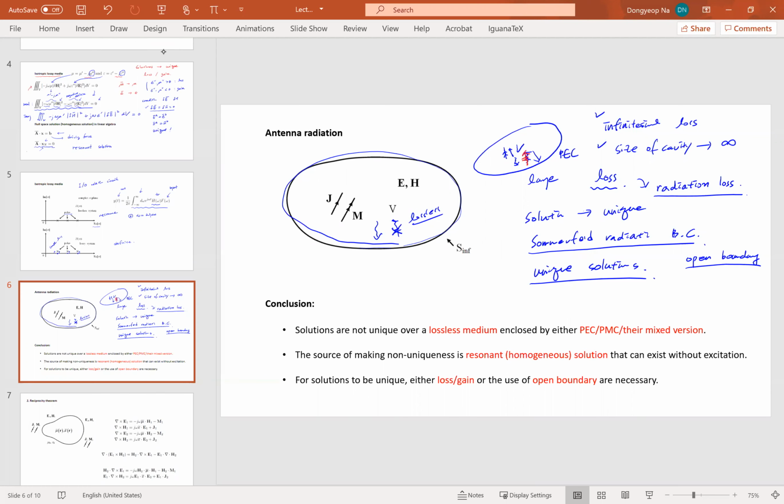So the conclusion of this uniqueness theorem is that solutions cannot be unique over a lossless medium enclosed by PEC or PMC boundary conditions. The source of non-uniqueness was the presence of resonant modes that can be supported without any excitation of source current. So there are two ways to make solutions unique. First, we can introduce loss, or gain, or we can use the open boundary condition, the Sommerfeld radiation condition. So are there any questions so far on the uniqueness theorem?